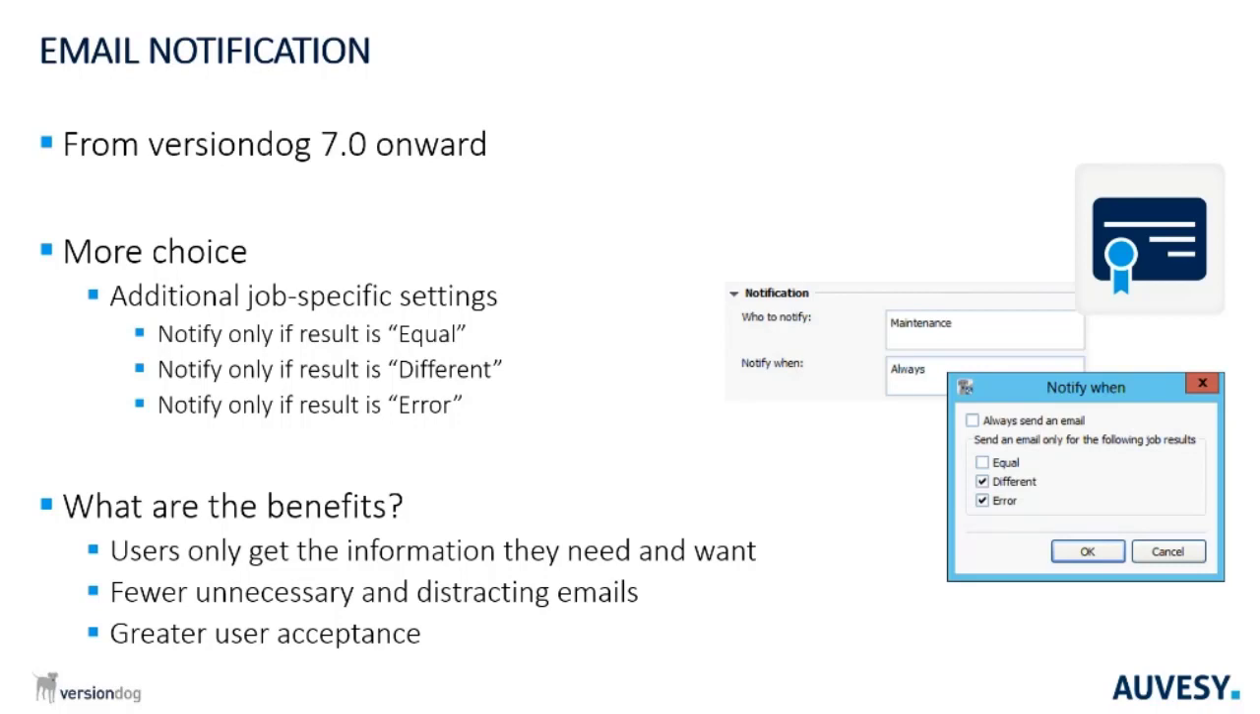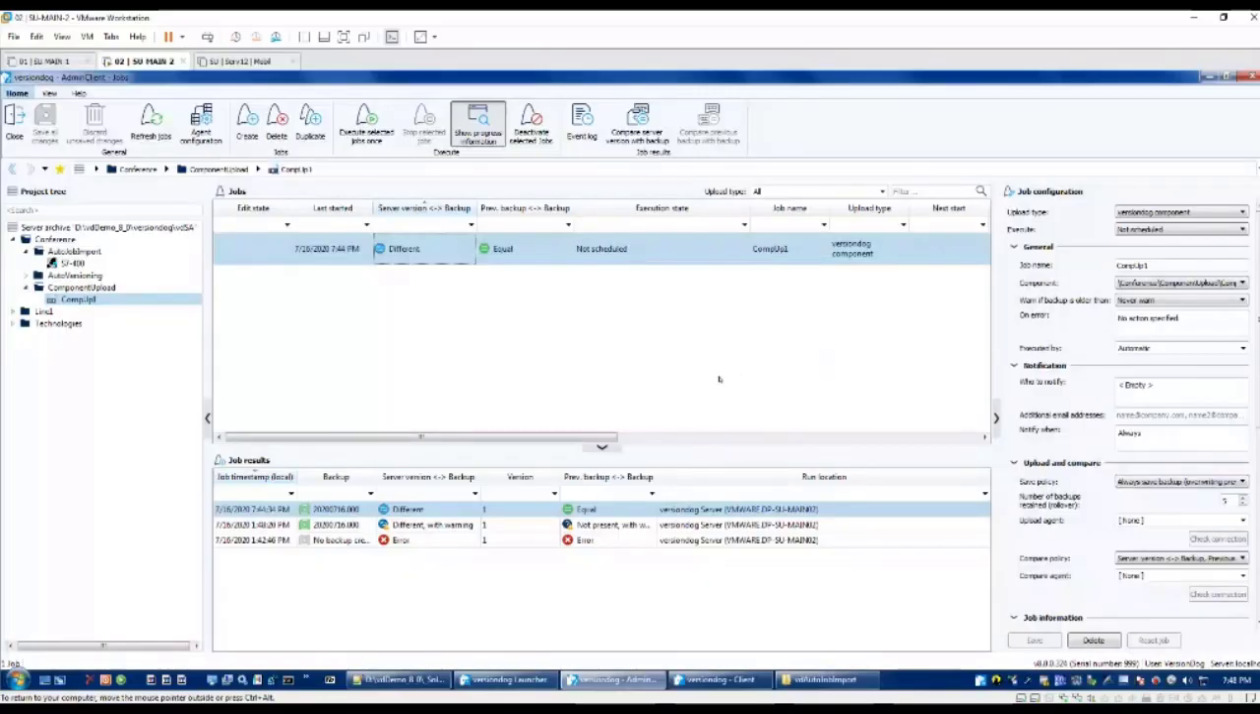We can decide if you want to notify an individual if the result is equal, if it's different, or if it's an error. This allows you to minimize the number of unnecessary and distracting emails that go out to engineers. Users will only see the information that they specifically want, and this generally makes versiondog a lot more palatable to engineers who maybe in the past had suffered under a deluge of emails and would like to be able to narrow that down. And now I think that Dominic, you can show us what that looks like in versiondog 8.